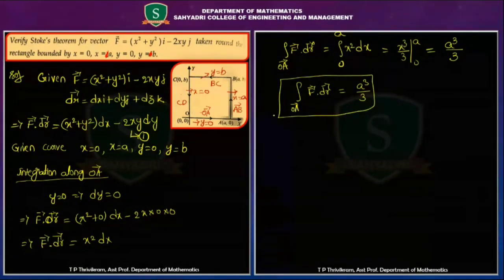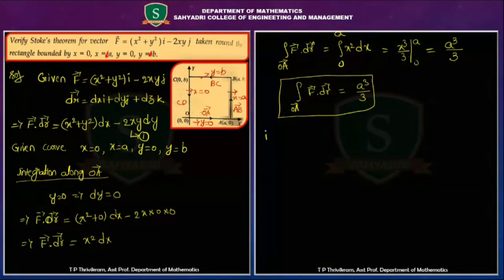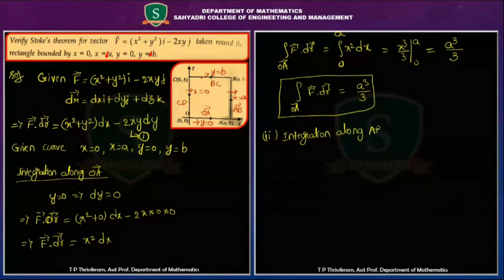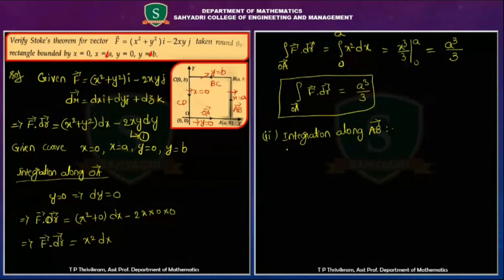Fine. Next, we need to find the second integral, that is the integration along the AB line. Okay. So how will you find the integration along the AB line?